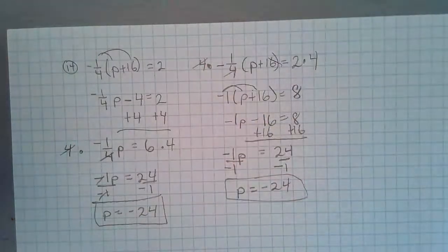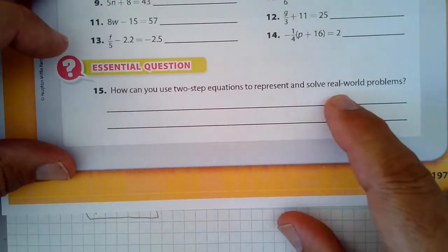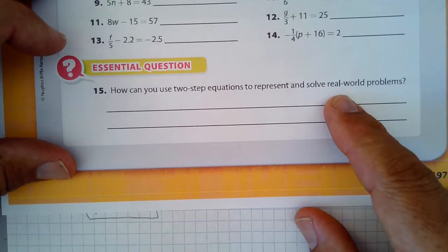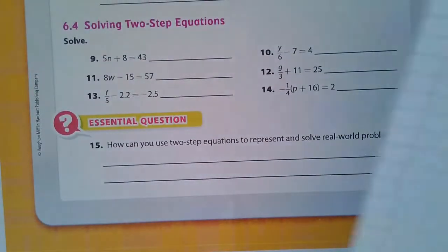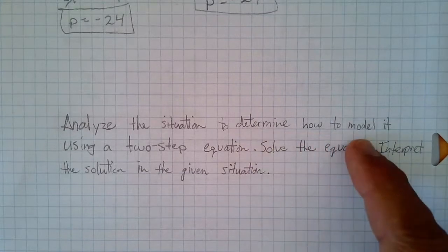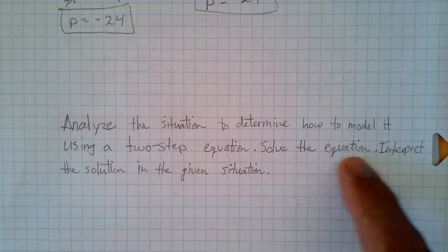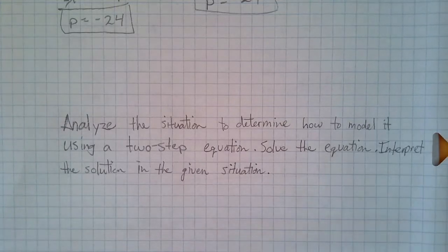And our last one, number 15. How can you use two-step equations to represent and solve real-world problems? And my response to this is, well, this is what you could do. You could analyze the situation to determine how to model it using a two-step equation. You would then solve the equation, and then you would interpret the solution in the given situation. And that's what you got to know.